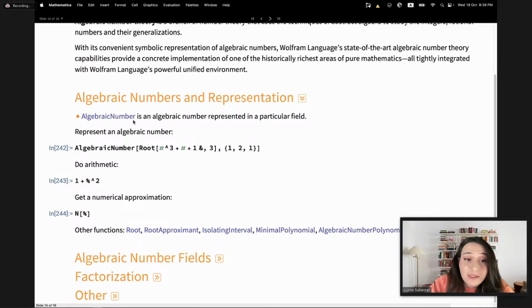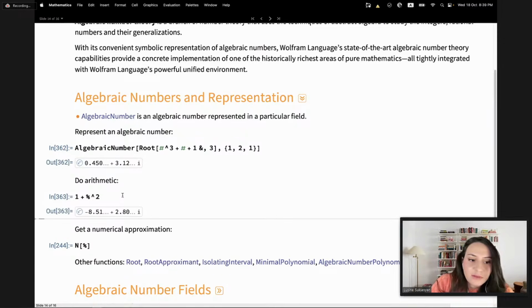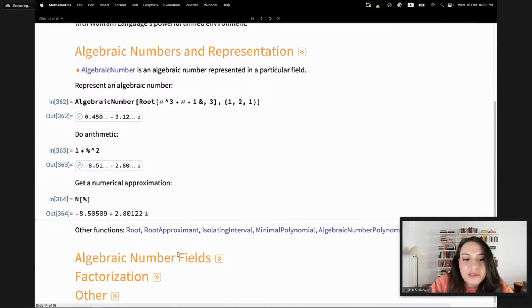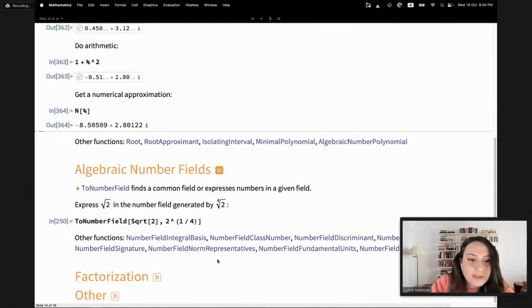For example, what is this function? Algebraic number is an algebraic number represented in a particular field. We can represent an algebraic number, even do some arithmetic with it, and we can get a numerical approximation. The other functions are root, root approximant, minimal polynomial, and the other functions.